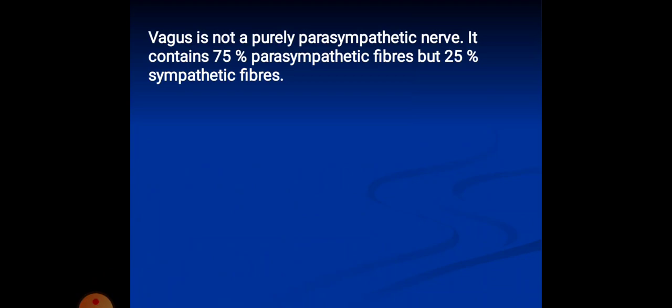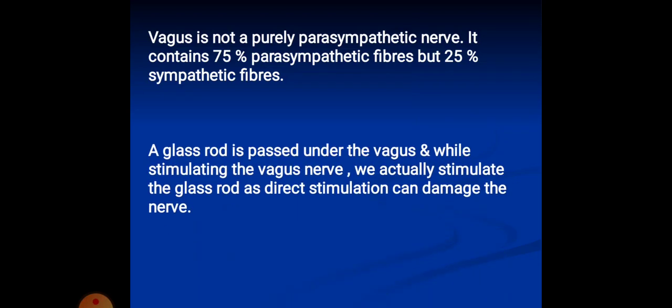Vagus is not a purely parasympathetic nerve. We are talking about frog. It contains 75% parasympathetic fibers but 25% sympathetic fibers, we already know. So how do you stimulate the vagus nerve? The vagus nerve is exposed and we pass a glass rod below it, and if I want to stimulate, I will give a shock with the help of an electrode. I will stimulate or touch the glass rod. I will not touch the vagus nerve directly. Why? Because it's very delicate and it will be destroyed if I give a direct current to it.